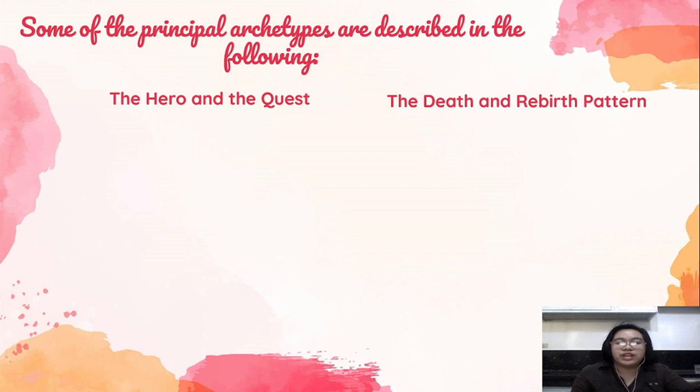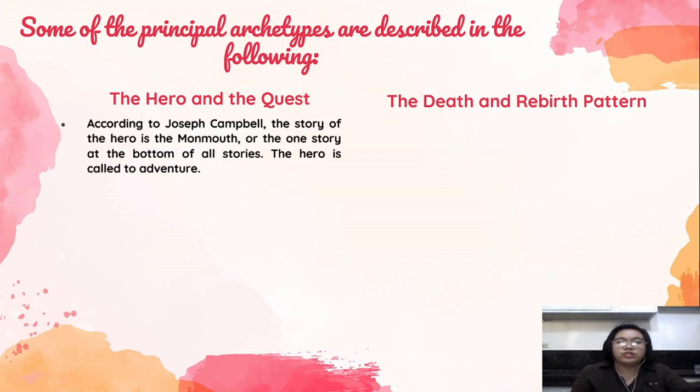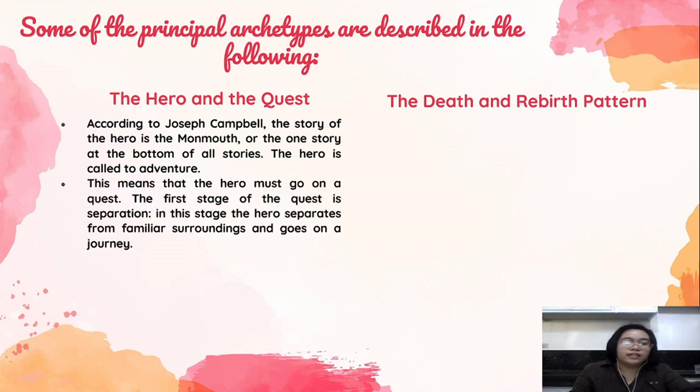First is the hero and the quest. According to Joseph Campbell, the story of the hero is the monomyth, or the one story at the bottom of all stories. The hero is called to adventure. So basically, the representation of the hero in literature is commonly called to adventure. It is normal for characters, such as heroes, to have a lot of adventures. The hero must go on a quest.